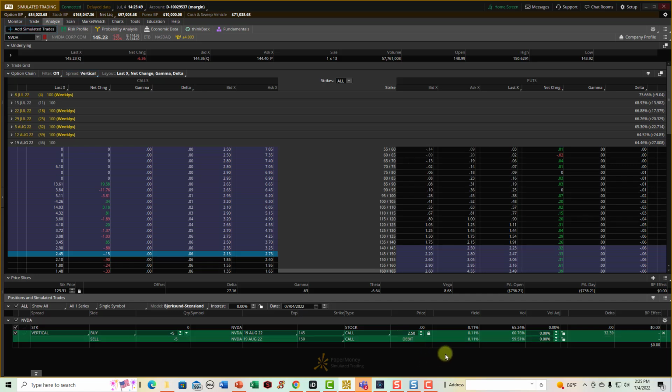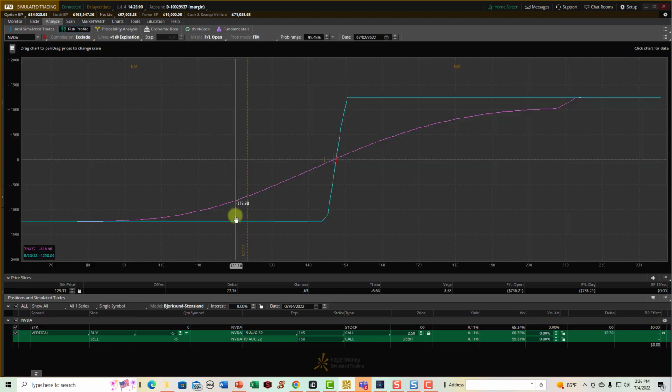And so once we get the trade set up the way that we want it, we come up here to this second tab that says Risk Profile. So this is what we just saw in the presentation. This blue curve is the expiration graph, but this pinkish curve right here is the current curve. This will give us our answers only for today.